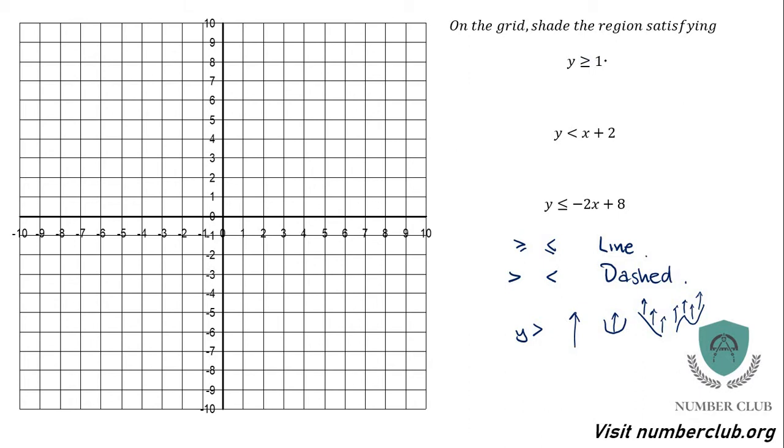On the grid, shade the region satisfying y being greater than or equal to 1. So greater than or equal to means I'm going to draw a straight line. Y equals 1 would be this line here. Okay, obviously you should use a ruler. And we want that side and not that side.